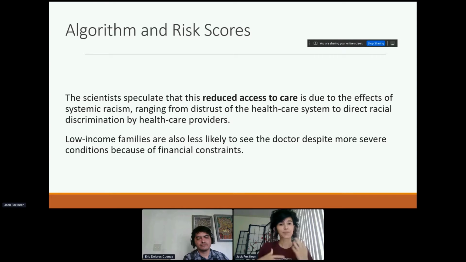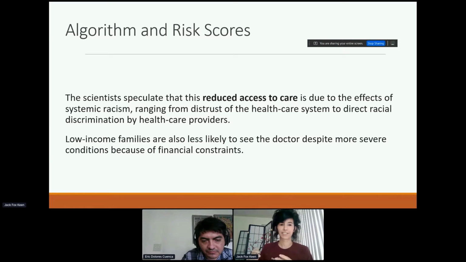And so the scientists speculate that there's reduced access to care due to the effects of systemic racism, ranging from distrust of the healthcare system to direct racial discrimination by healthcare providers. And also, if you've ever been below the poverty line, then you know that it's really expensive to go to a doctor if you don't have insurance. And even if you do have insurance, even if the copay is $40, that could be your week's worth of groceries right there. I think that also for Latino families, we usually tend to automedicate ourselves. We don't go that often to doctors unless we need it. Yeah.